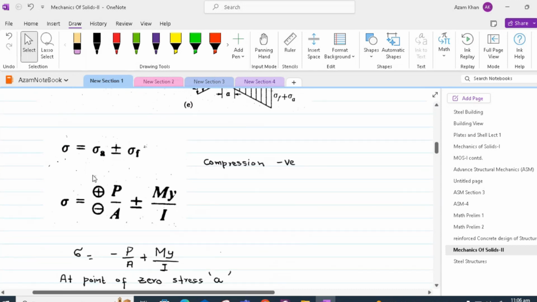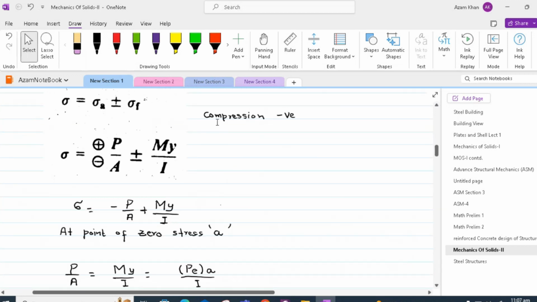So, in the light of our previous discussion, the combined stress formula is plus minus P by A plus minus My over I if the stress types are axial and flexure. In our case, if we take compression as negative, then we can write sigma is equal to minus P by A plus My over I.